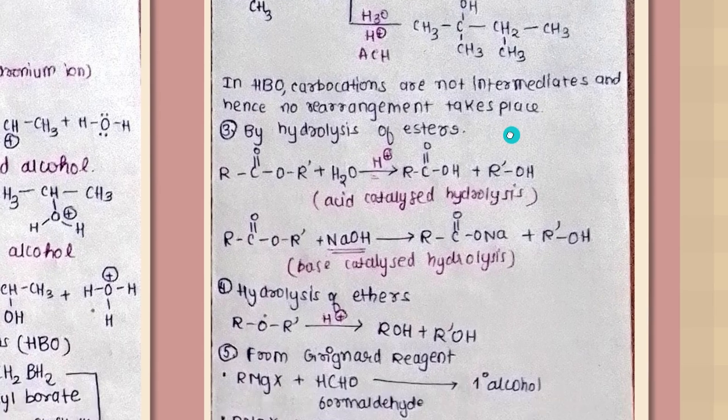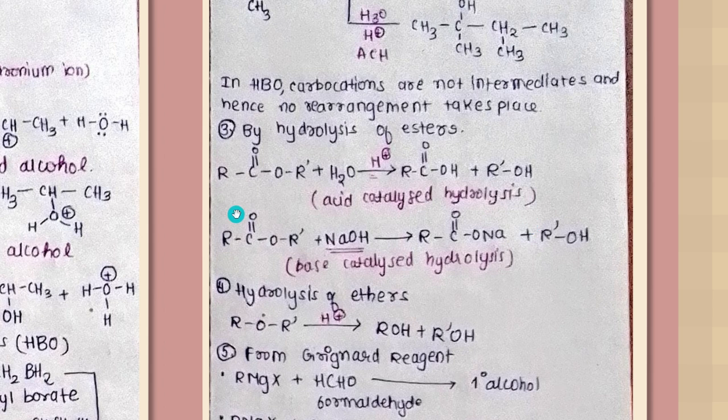Now, third is by hydrolysis of esters. So, what are esters? They are RC double bond O OR, or R dash, you can say. Plus H2O, in presence of acid, this is called acidification. H plus acidification will give us RC double bond OOH plus R dash OH. So here we are getting RCOOH, that is carboxylic acid, plus one alcohol.